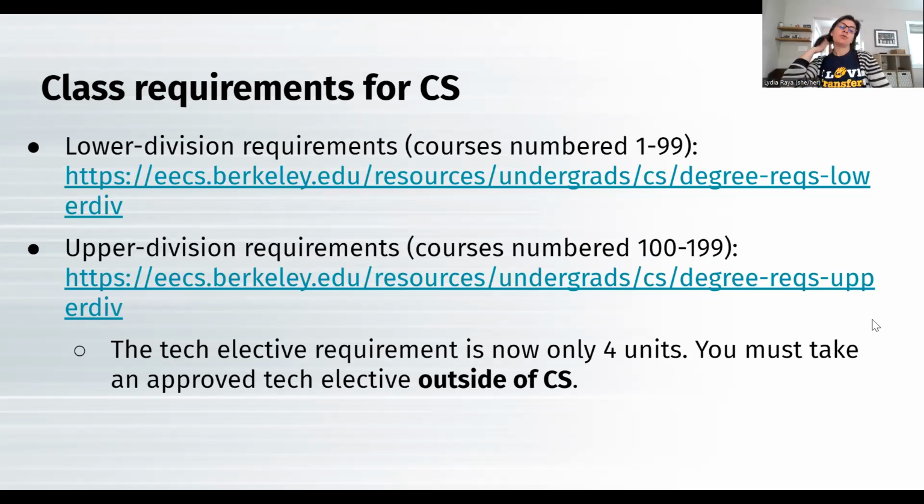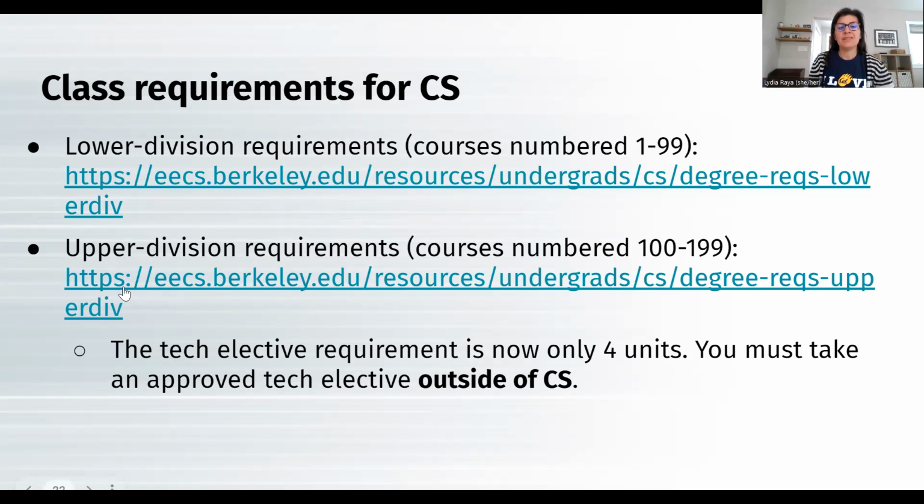Okay, so let's just go over some class requirements. So what you actually need to take now that you've transferred. You're going to have what's called lower division requirements, and those are courses with the numbers 1 through 99. And I've linked here what those requirements are. And then we have upper division requirements, and those have numbers 100 through 199. So that's just some general information about that.